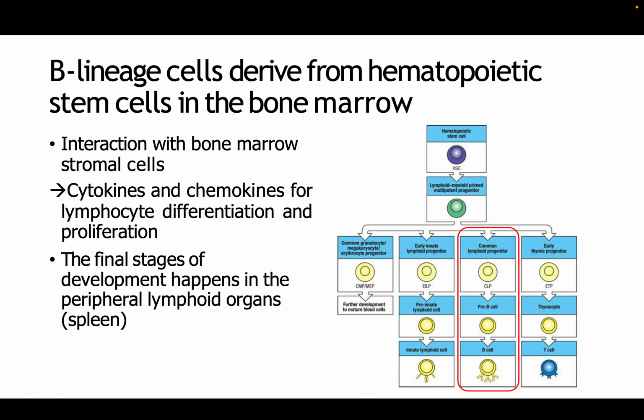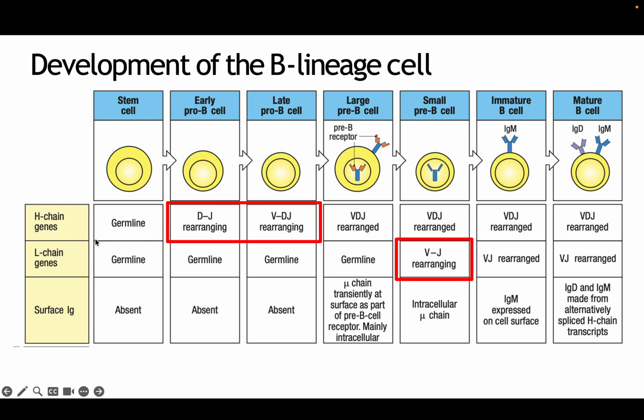I will basically go into details about all this. So as I said, you start off with your stem cell. In this case, it is your CLP, your common lymphoid progenitor. It's in your bone marrow. And once they're in the bone marrow, they get certain cytokines and molecules that tell them, okay, you're going to become a B cell.